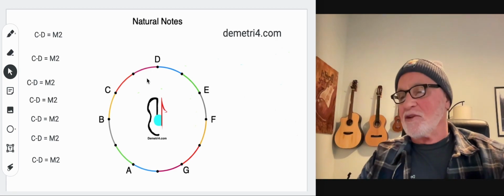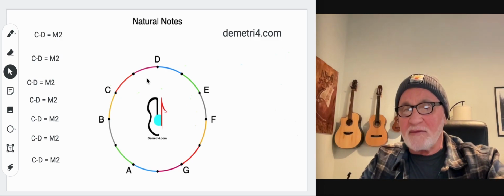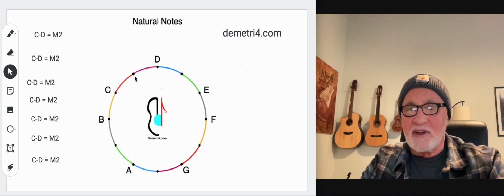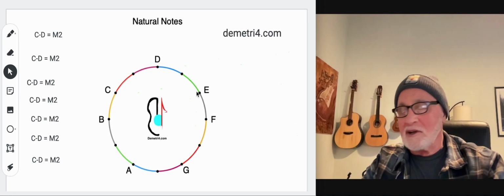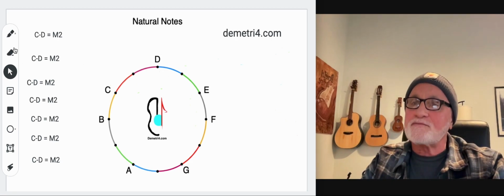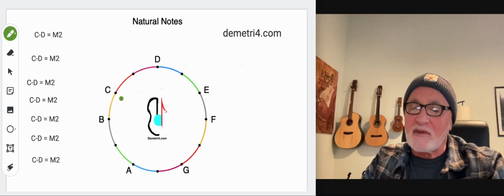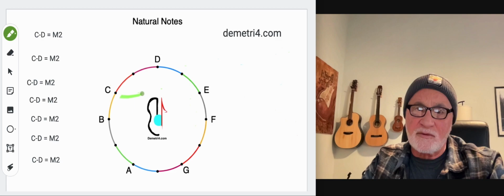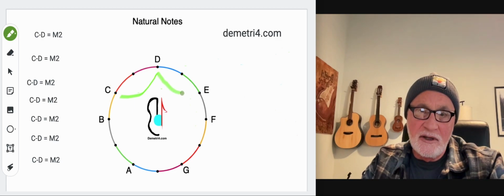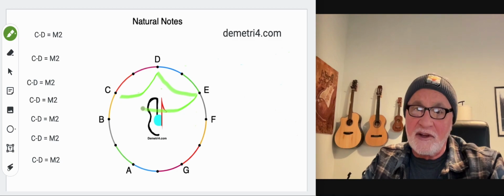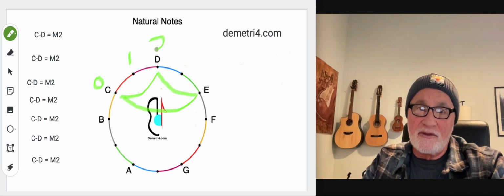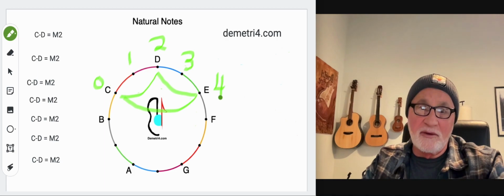The quality of the third intervals. Major third intervals are 2 whole steps, 4 dots. Remember, whole step is 2 dots. 1, 2, 3, 4. All right, so 2 whole steps. Here's 1 whole step, 2 whole steps, and that is a total of 4 dots. Remember, 0, 1, 2, 3, 4. That is a major third interval.